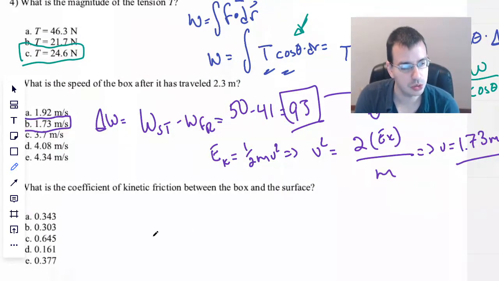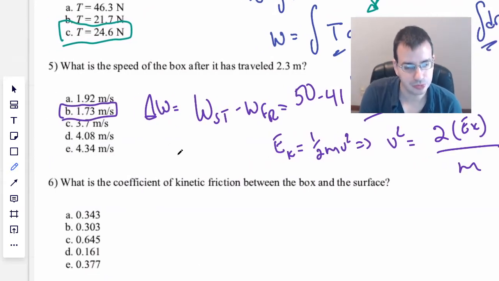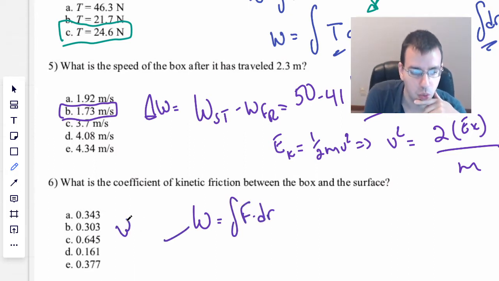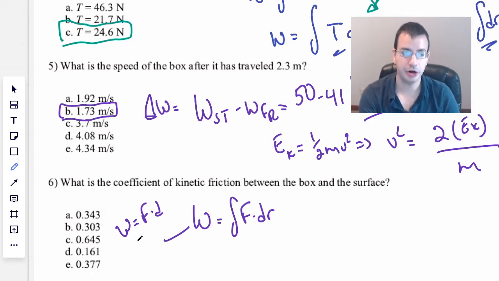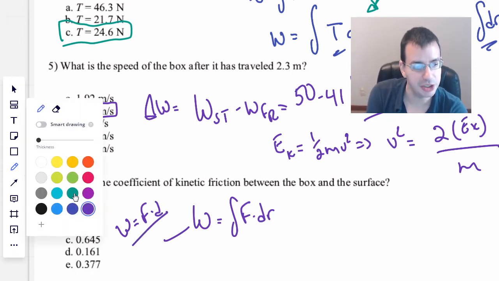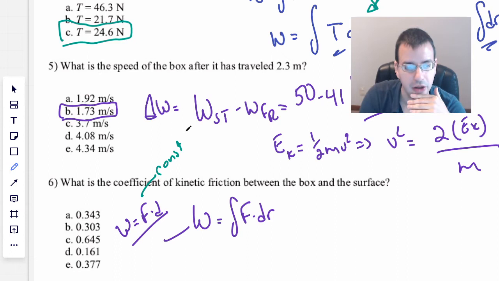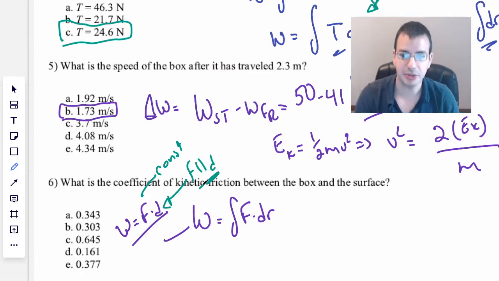Okay, so this one we have to be a little bit more careful. We're still going to do the work equals integral F dot dr. A lot of times you might see work equals force times distance. This is when force and distance are in the same direction. There are two assumptions when you write this. One assumption is that force is constant, which it almost always will be in physics 1. And you're assuming that force is parallel to the distance traveled, which it often is.